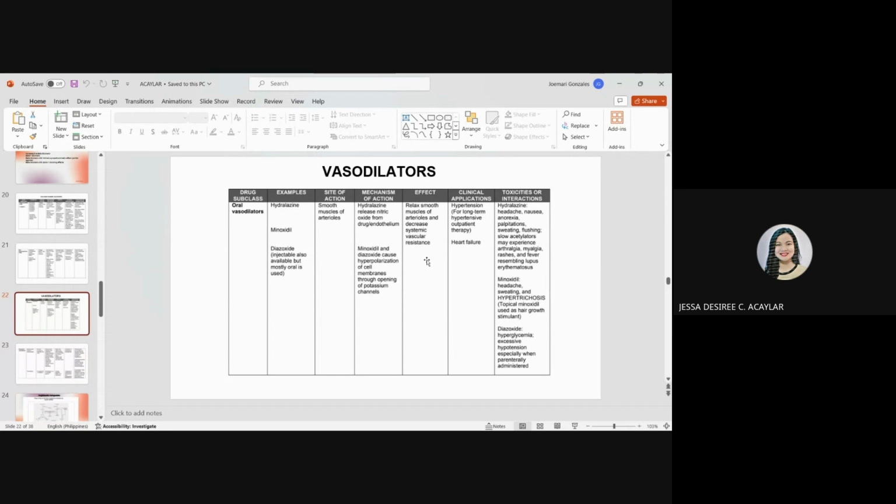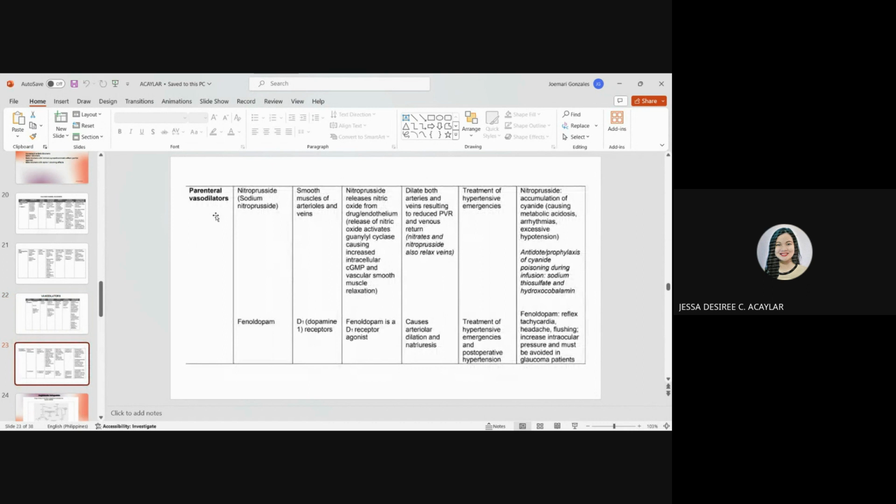Ang toxicity po ng hydralazine, headache, nausea, anorexia, palpitation. Yung minoxidil naman po, headache, sweating, and yung very popular hypertrichosis. Nagkakaroon ng hair growth. Sa diazoxide, hyperglycemia, excessive hypotension, especially when parenterally administered. Yun po yung mga oral na vasodilators. Meron po tayong parenteral vasodilators.